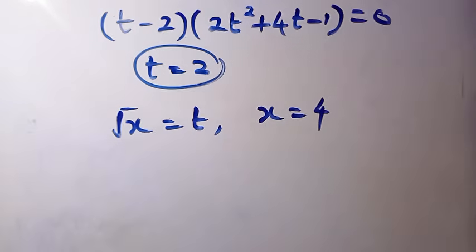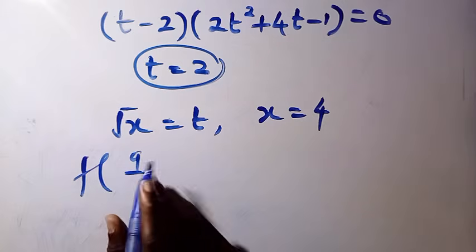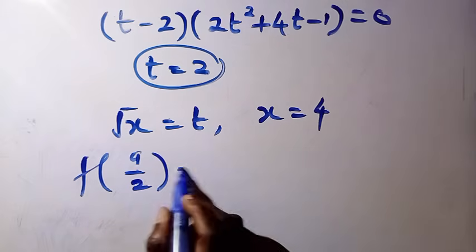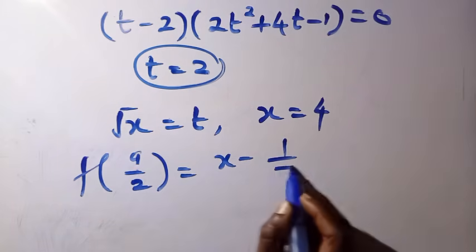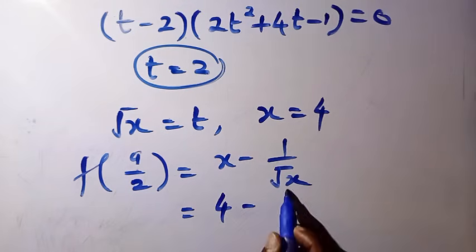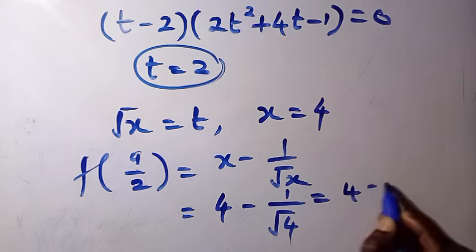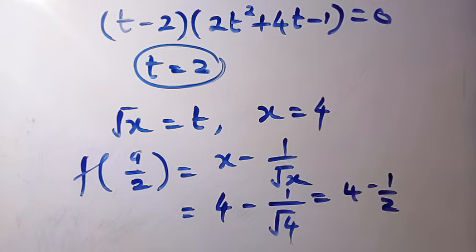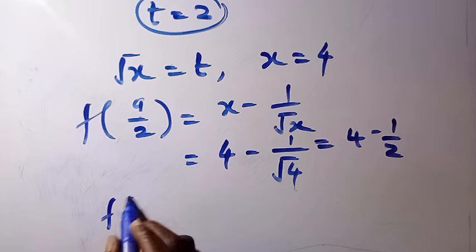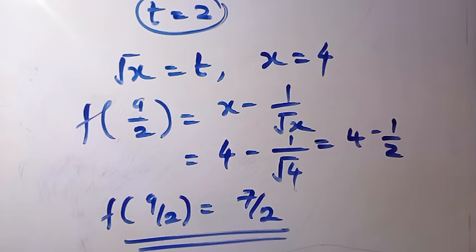If x equals 4, then we come back to f of 9 divided by 2 equals x minus 1 divided by root x. So x is 4 minus 1 over the square root of 4. So this gives us 4 minus 1 divided by 2. Therefore, f of 9 over 2 equals 7 divided by 2. This is the solution that satisfies this problem.